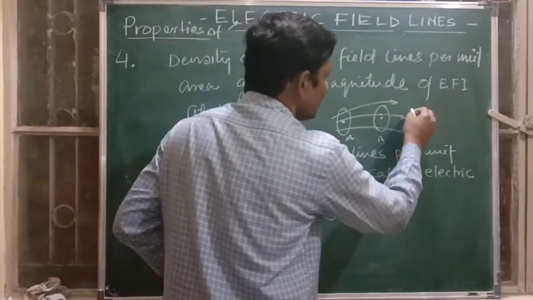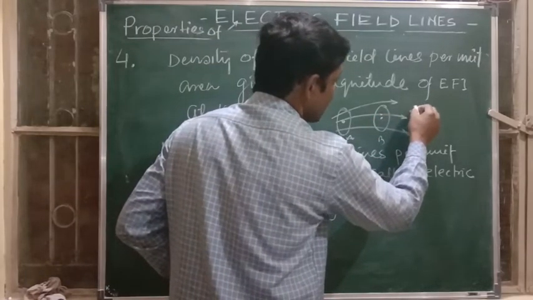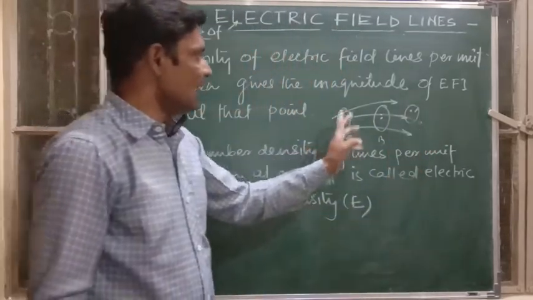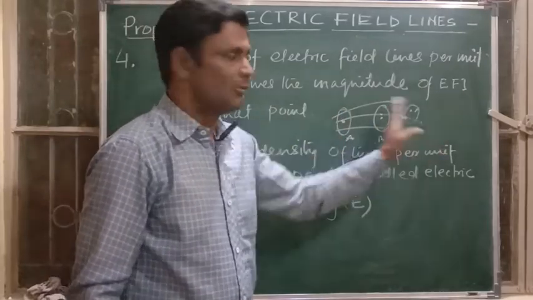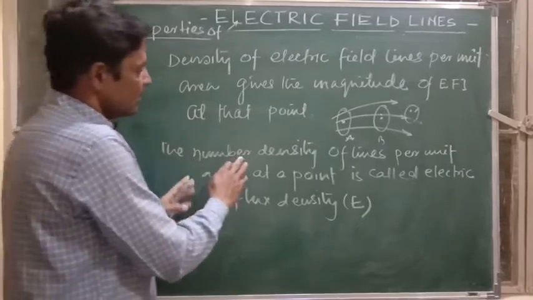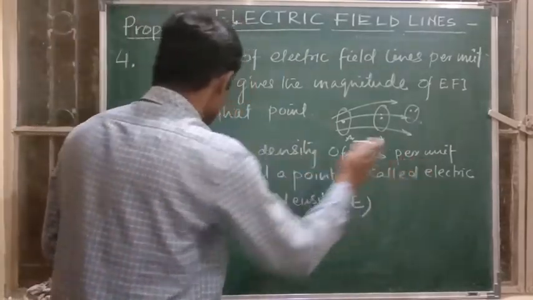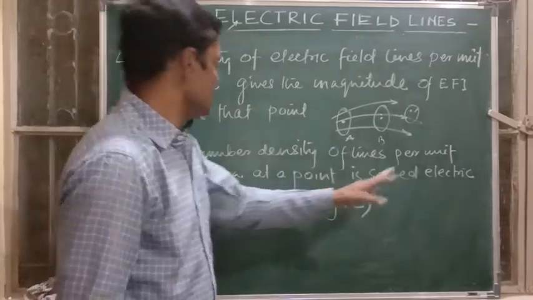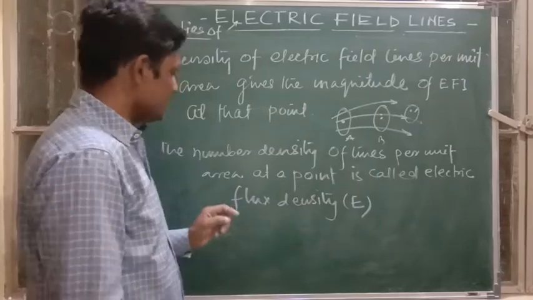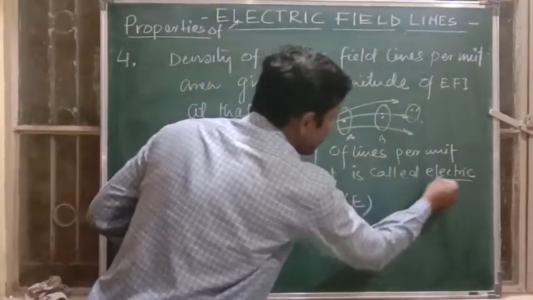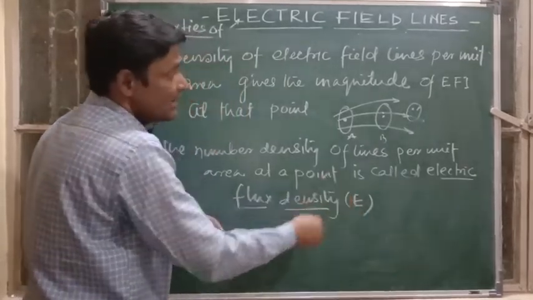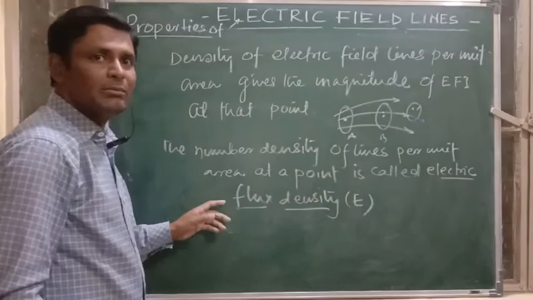We can take another point C here. If I draw a unit area around this and only one line is passing, then relatively, at A, B and C, the intensity goes on decreasing. One more thing you have to remember: the number density of lines per unit area at a point is called electric flux density, and that is also called electric field intensity E. Electric flux density, that is again E. It represents the magnitude of the electric field intensity at that point.